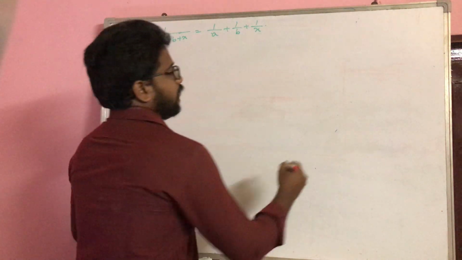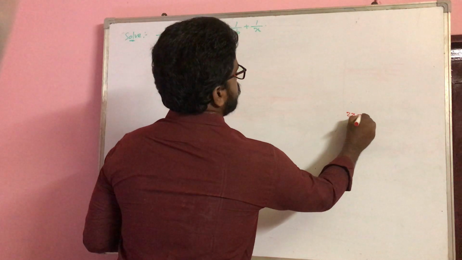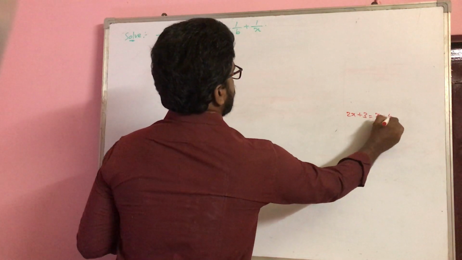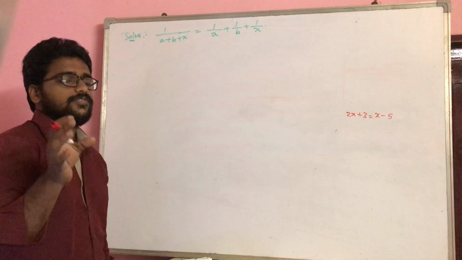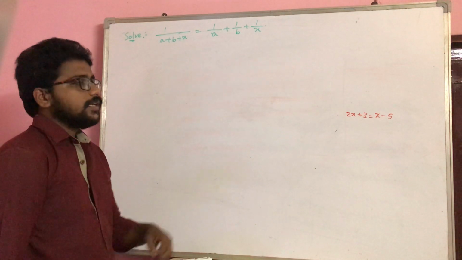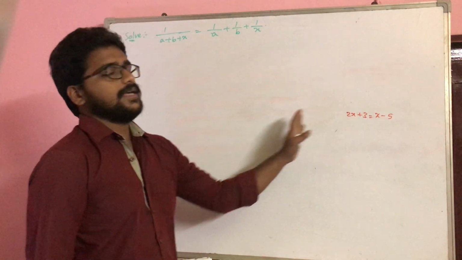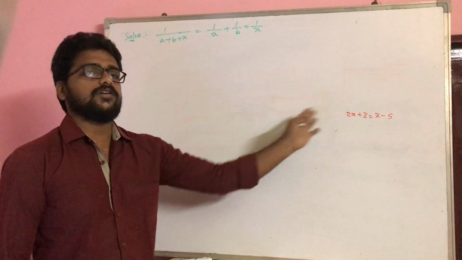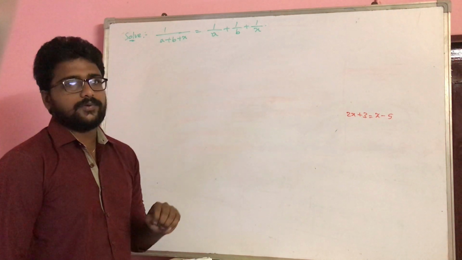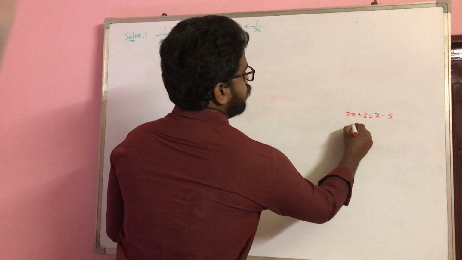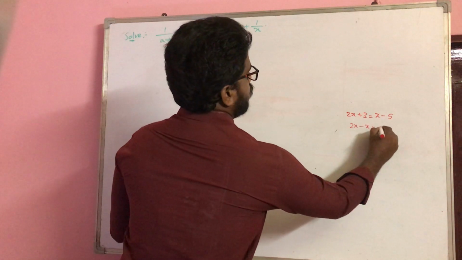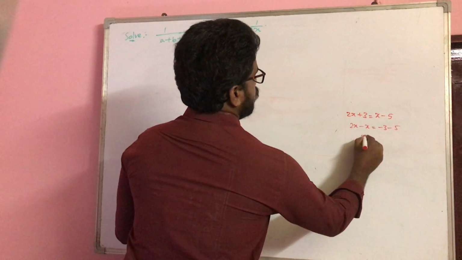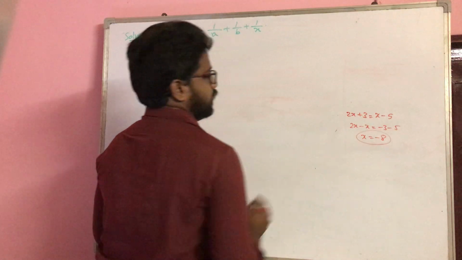See, for example, if I have a question like this, 2x plus 3 is equal to some x minus 5. So what is the first step you will do? Usually you will bring all x variables to one side and the constant to the other side. This is the basic step you will do, right? So if you do it that way, minus 3 minus 5, so you will be getting x is equal to minus 8.